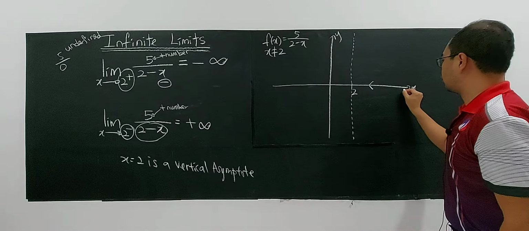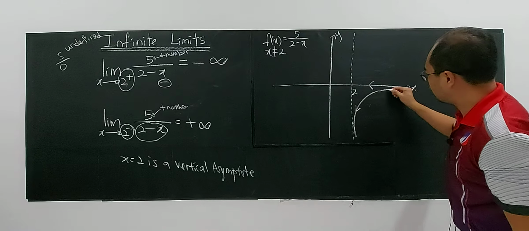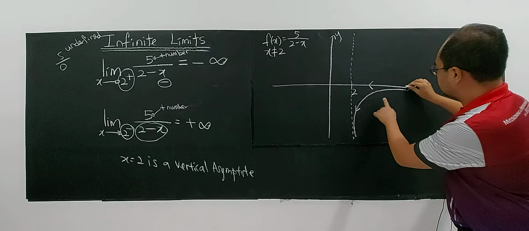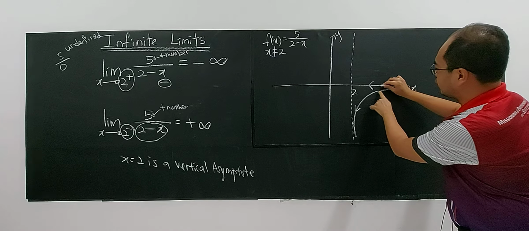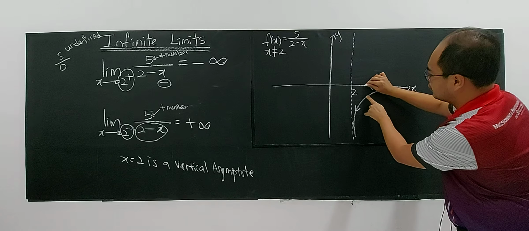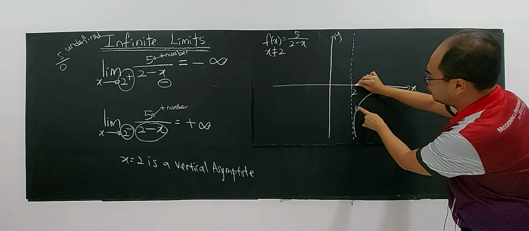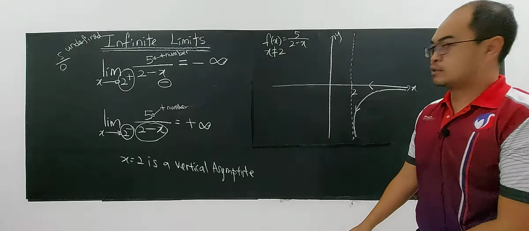So the graph will be going to negative infinity. It means the graph will be going down this way. As you near 2, the graph is going down. Can you see that? This point I'm moving, I show a motion here. So you see, I get very near to 2, and the graph goes near to negative infinity.